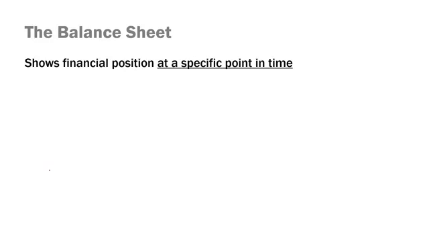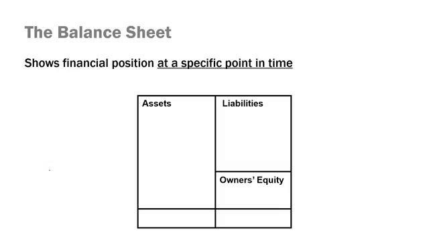Importantly, the balance sheet shows the company's financial position at a specific point in time. Very important, specific point in time. It's cumulative in nature, so what that means is it's going to summarize the financial history of the organization from its inception all the way until the date sitting on the balance sheet, or that specific point in time. The balance sheet will have a section that lists assets, a section that lists liabilities, and a section that lists owner's equity items.